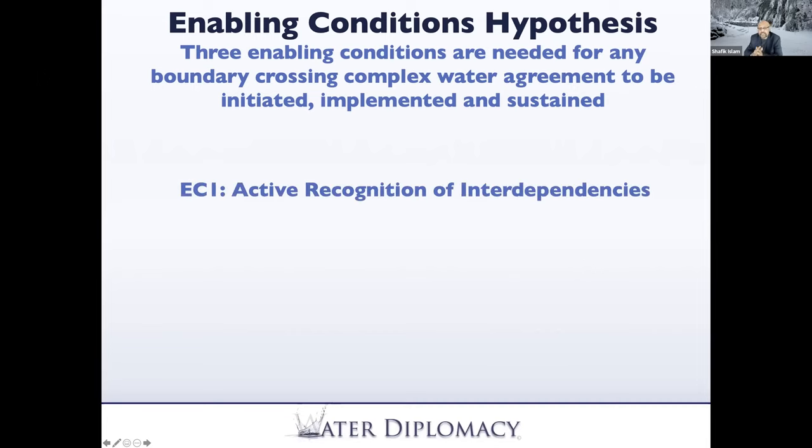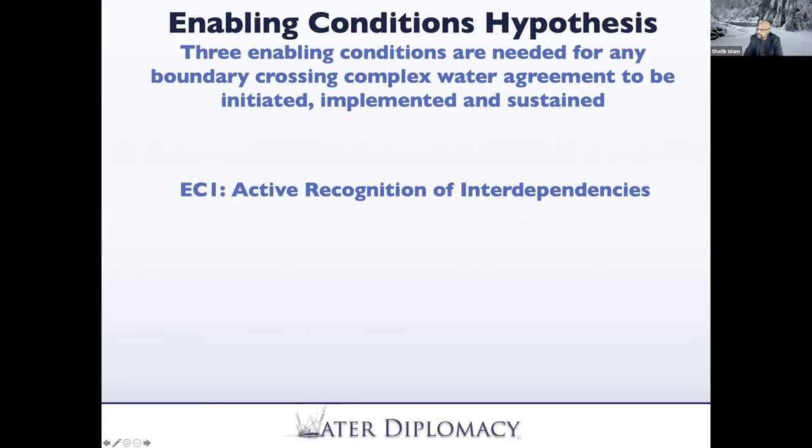The first one is this: there has to be an active recognition of interdependencies, meaning that if you need to sign a Ganges Treaty between India and Bangladesh, they have to actively recognize interdependencies. India has to recognize that Bangladesh exists and they need them. Just saying that because India is upstream and Bangladesh is downstream, of course there is already interdependency there, but that's not good enough.